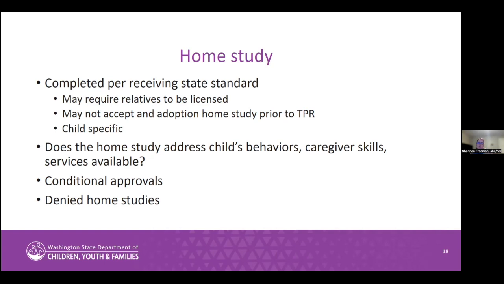Denied home studies: it's important to review the denied home study. If there are reasons that a home study could be corrected, it might be denied just because the family didn't respond timely, or it might be denied because the family didn't have space, but now they've moved to a larger home. Some of those could be resubmitted if the reasons for denial weren't a permanent denying situation.